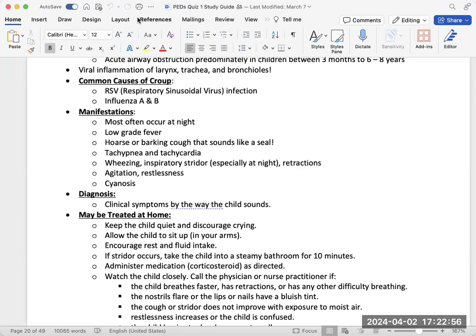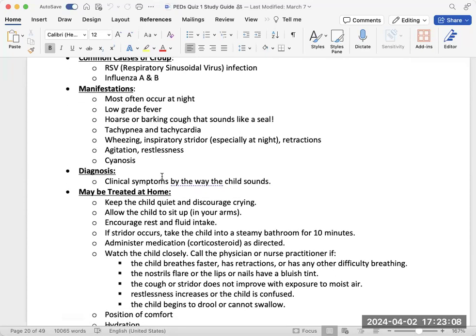They'll have a low grade fever. They're not going to really have over 101, maybe 99.9 or 100, but not over 101. A really key characteristic that they have croup is a hoarse or barking cough. They almost sound like a seal. They can have tachypnea and tachycardia, which makes sense, right? If they're having trouble breathing, they're going to breathe faster to try to get some air in, and they're also going to have an increased heart rate as a result. They could even have wheezing and inspiratory stridor, especially at night. I would keep note of that, as well as retractions.